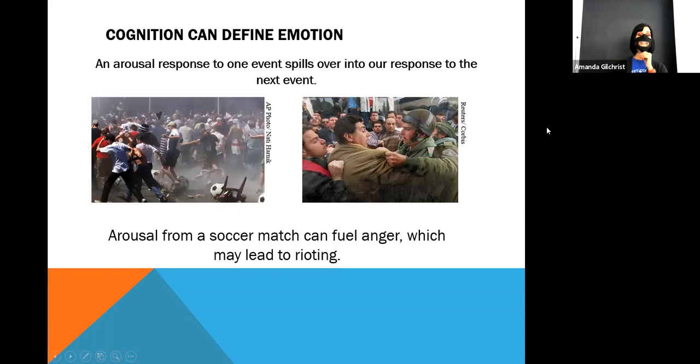One of the ways that we see this is with something that is called the cognitive spillover effect. And the cognitive spillover effect is best explained by the Schachter-Singer two-factor theory.